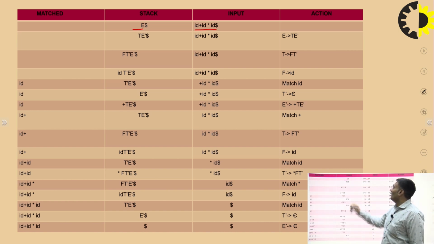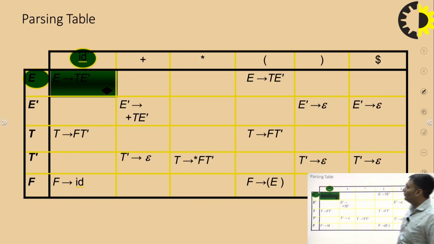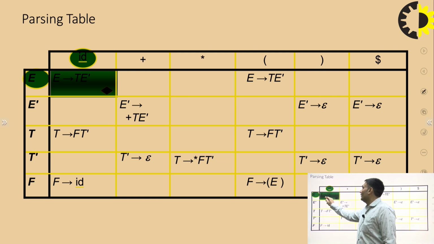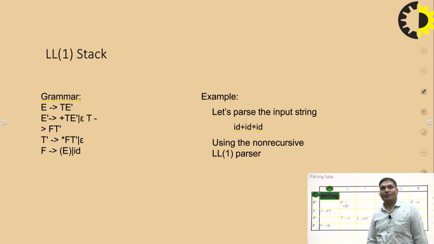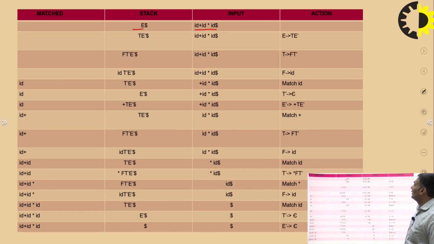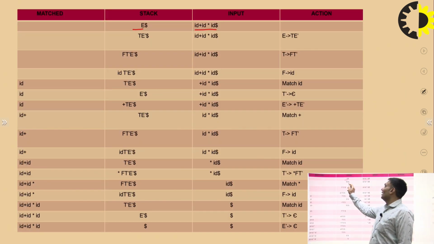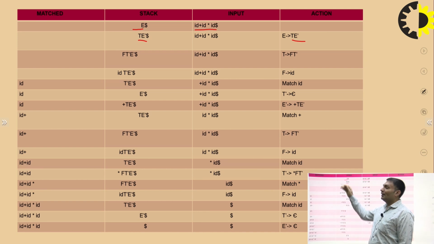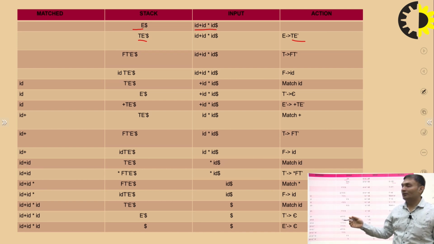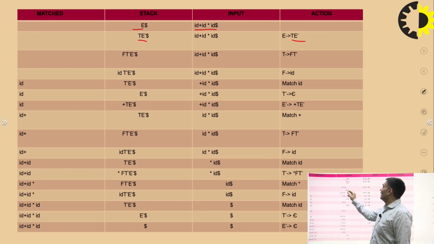Now, how will we do it? E on id: we refer to E to id here, and the rule is E to TE dash. So we write it in the opposite manner, TE dash. The rule is TE dash, but here we will write it in reverse order.